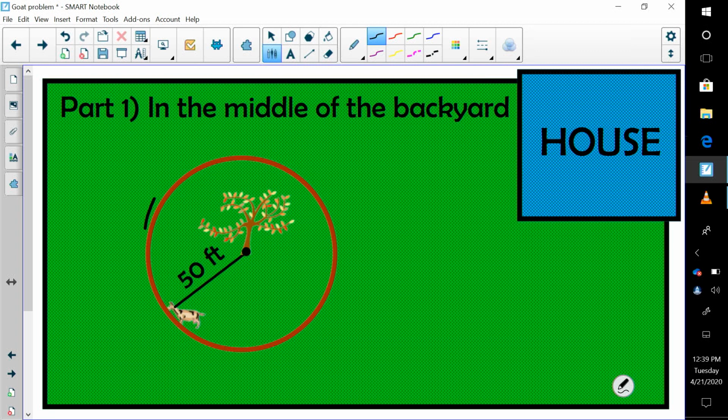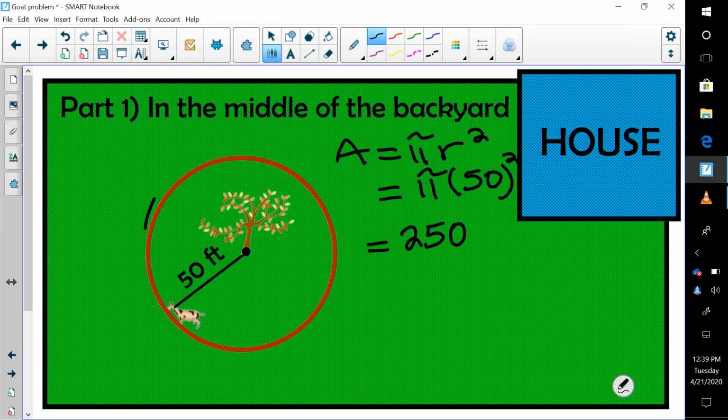The area formula for a circle is A equals pi times radius squared. Here we have a radius of 50 feet, so pi times 50 squared. And 50 squared is 2,500, so we have 2,500 pi.